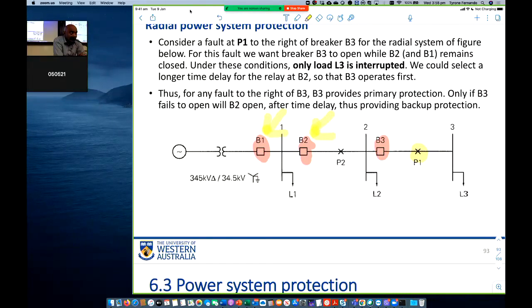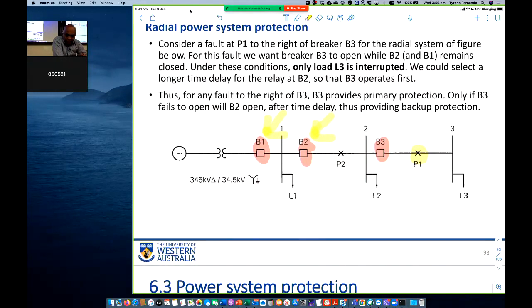So does that mean if there's a fault at breaker 1, then the entire network? Yeah, if breaker 1 opens, the entire system is down. Loads L1, L2, L3 all lose power. In this situation, we only want L3 to lose power, but L1 and L2 to continue. We can make sure that happens if B2 has some time delay, and B3 has an even smaller time delay.